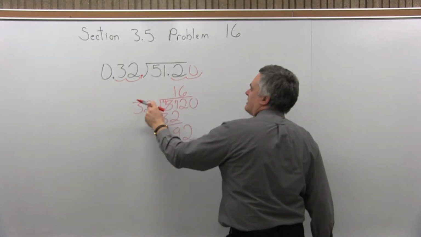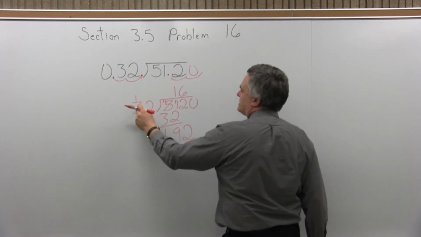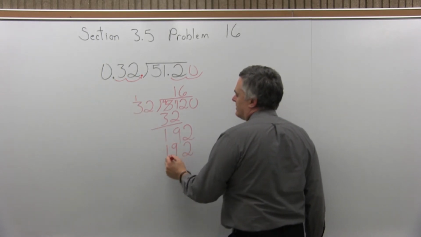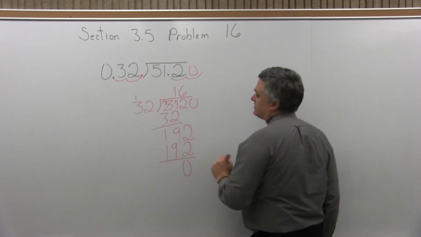So 6. 6 times 2 is 12. Write the 2, carry the 1. 6 times 3 is 18. 18 plus the 1 more that we carried is 19. And now it matches up nicely. 192 minus 192 comes out evenly.